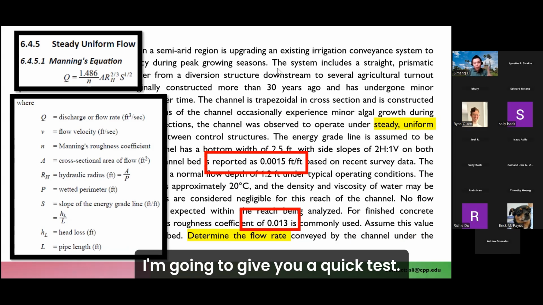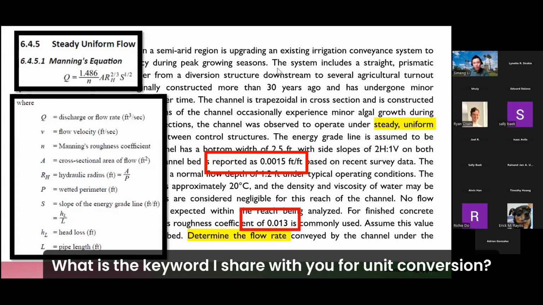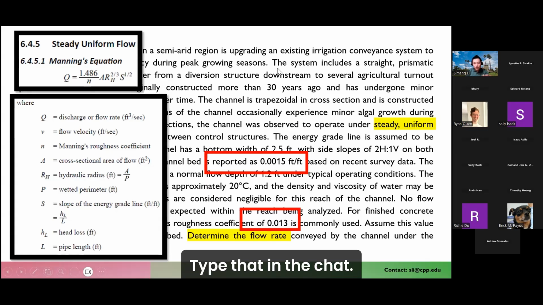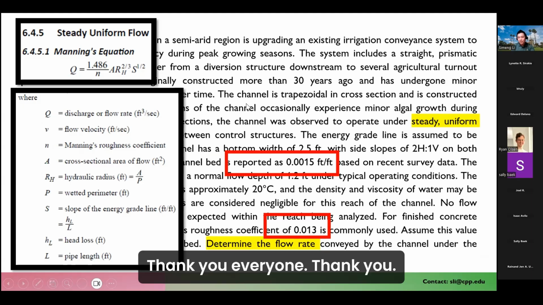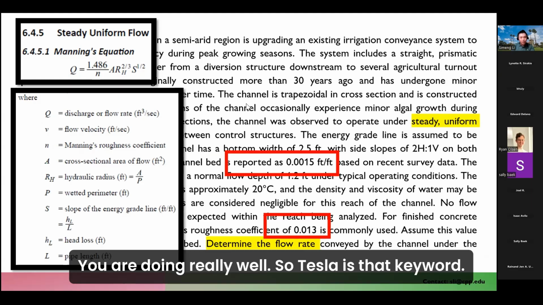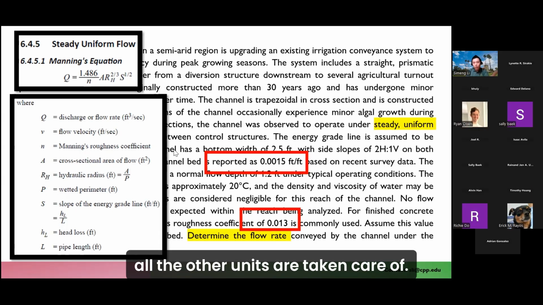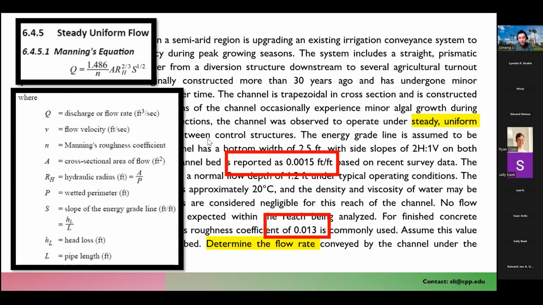I'm going to give you a quick test. What is the keyword I shared with you for unit conversion? Type that in the chat. Tesla. Thank you, everyone. You're doing really well. So Tesla is that keyword. So we type Tesla to make sure all the units are taken care of.